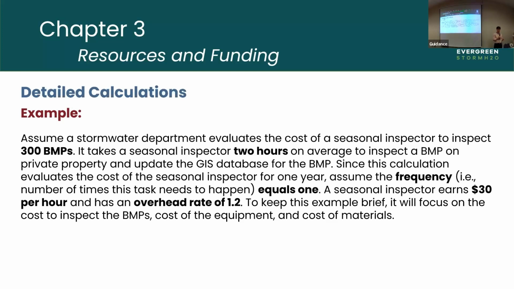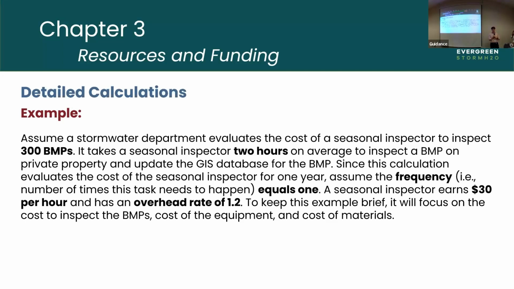So that would be our quantity. It takes a seasonal inspector 2 hours on average to inspect a BMP on private property and to update the GIS database for the BMPs. So that's our amount of time that it would take. Since this calculation evaluates the cost of the seasonal inspector for 1 year, assume the frequency, or number of times this task has to occur on an annual basis, is 1, so that's our frequency.